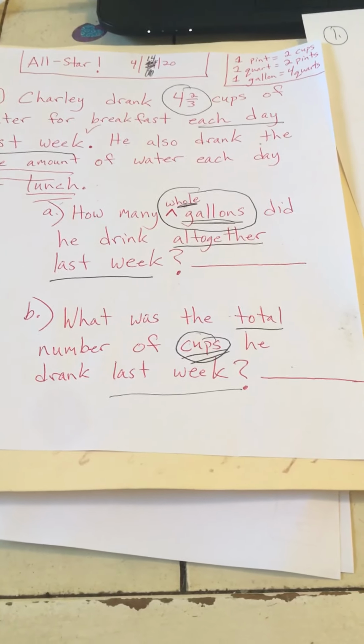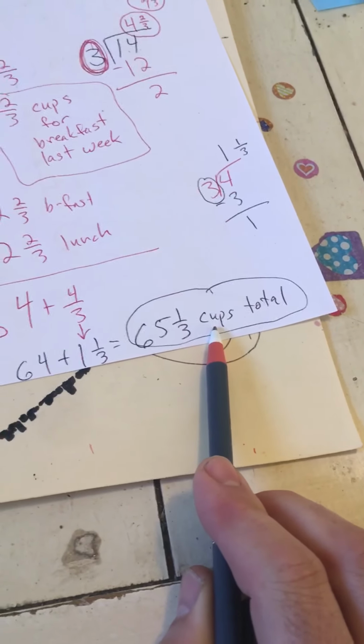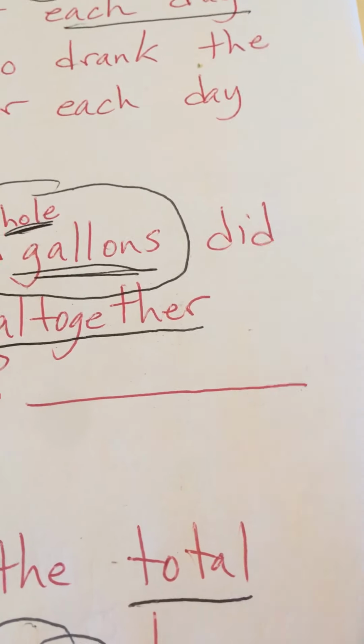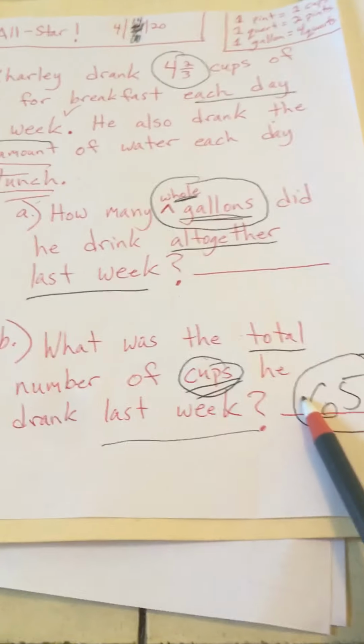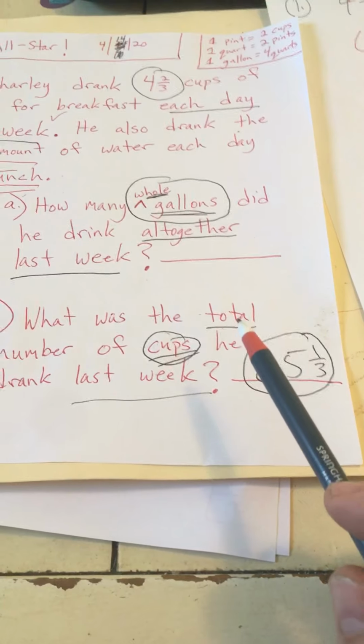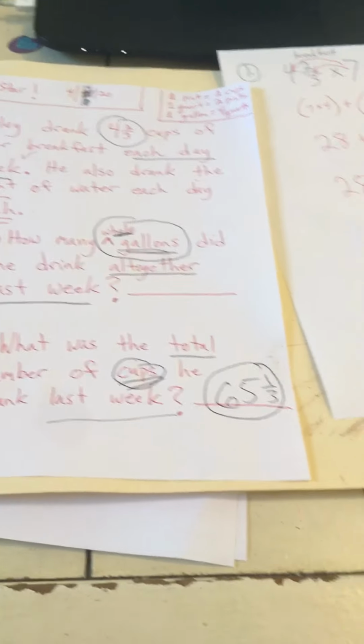So strangely, that's our answer to B. What was the total number of cups he drank last week? His total number of cups was 65 1/3 cups. So we actually got our answer to part B before we got our answer to part A. So the total number of cups he drank last week was 65 1/3.